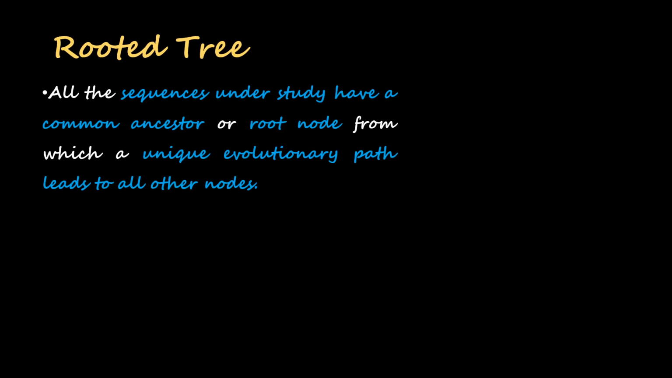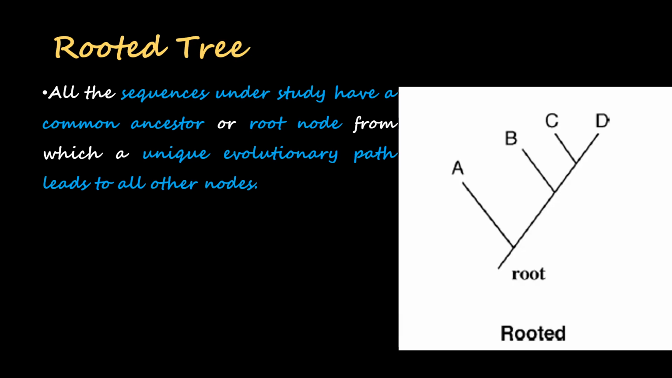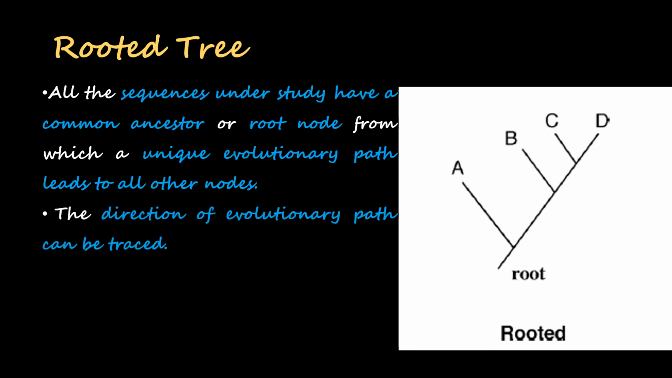Rooted tree. All the sequences under study have a common ancestor or root node from which a unique evolutionary path leads to all the other nodes. So this is a rooted tree. So there is a common node or a root node which gives rise to its descendants. The direction of evolutionary path can be traced, and this type of tree is more informative.